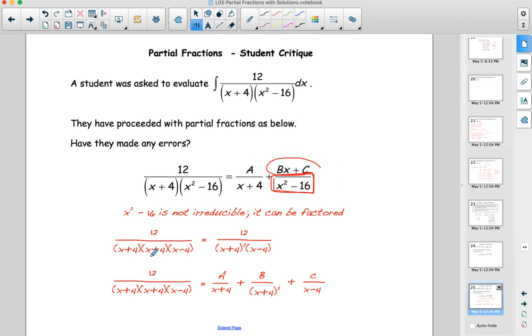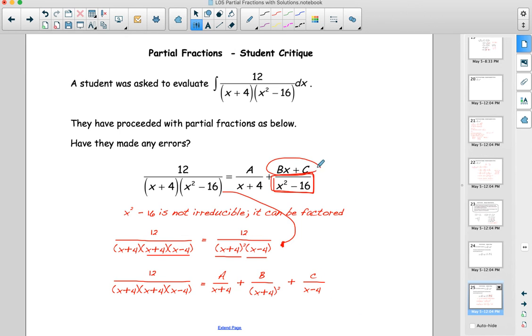They're going to need to factor. So factoring, we get x plus 4 times x minus 4. That's going to give me x plus 4 all squared times x minus 4. So if we factor this, we will get to here. And now, according to the method or technique I showed you for partial fractions, we should be splitting this up into a over x plus 4 plus b over x plus 4 all squared plus c over x minus 4.